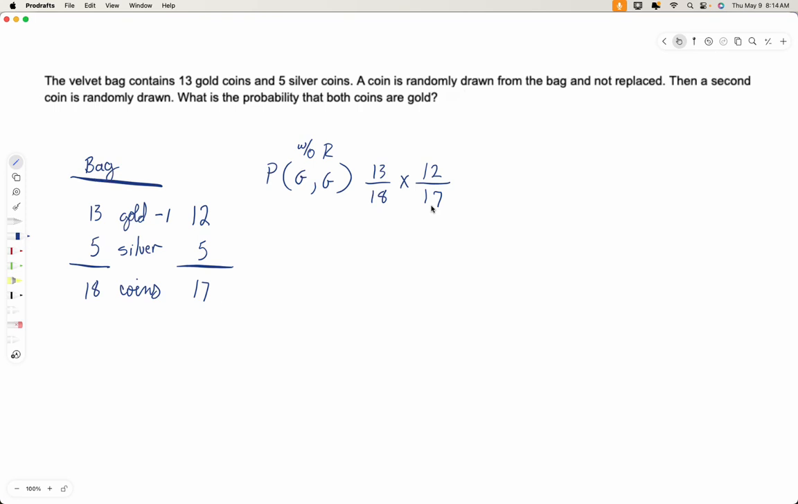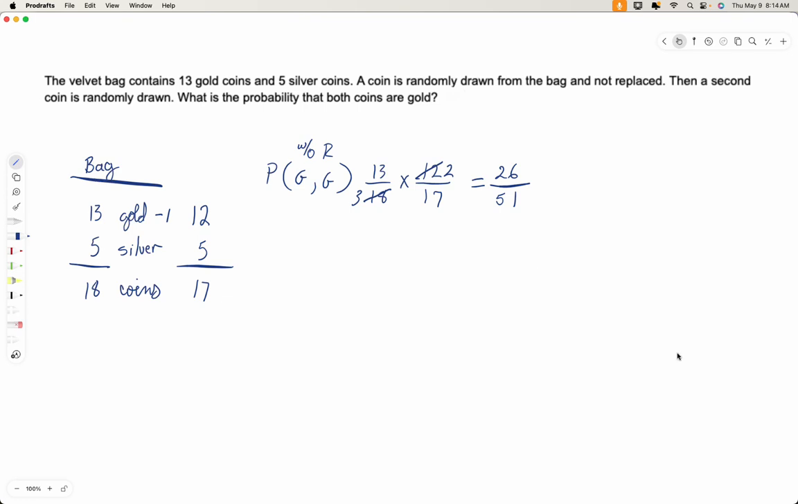Now we multiply. One of the things that I see here is that I can divide 18 and 12 by 6, so I'm going to do that. This becomes a 3. This becomes a 2. That's going to make my math a little bit easier. 13 times 2 is 26, and 3 times 17 is 51. And I believe that is as far as I can reduce that fraction. And that would be your answer. Okay?